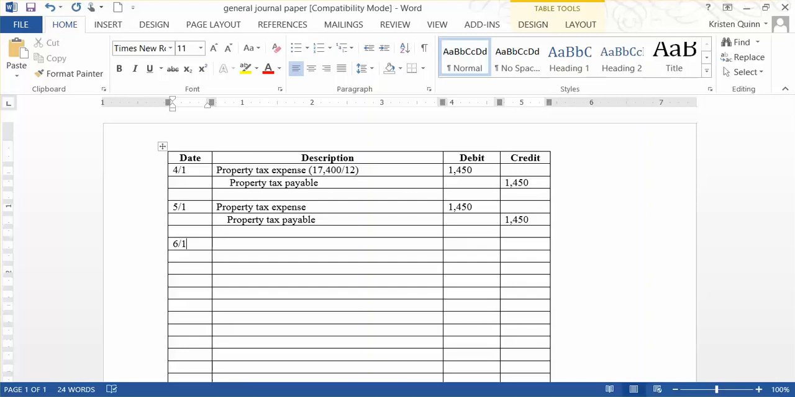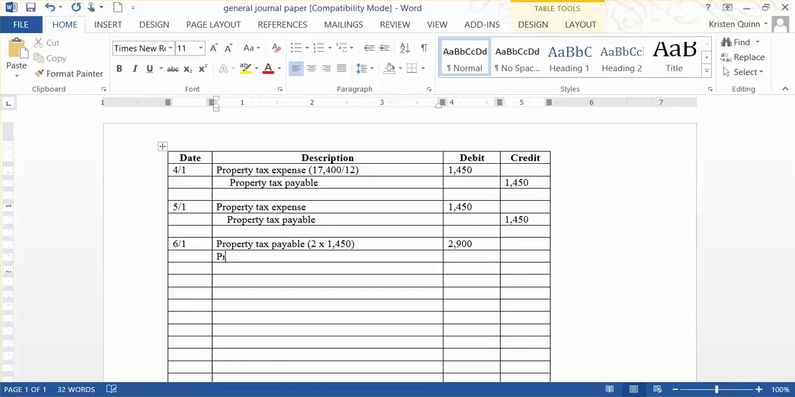On June 1st, it tells us that we are assessed $17,000 in property taxes, which the company pays immediately. So we need to eliminate our property tax payable that we've created for the past 2 months of the $1,450 apiece for a total of $2,900.